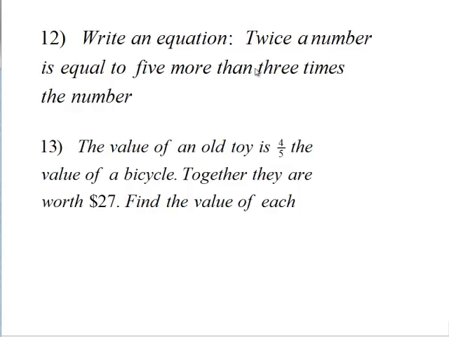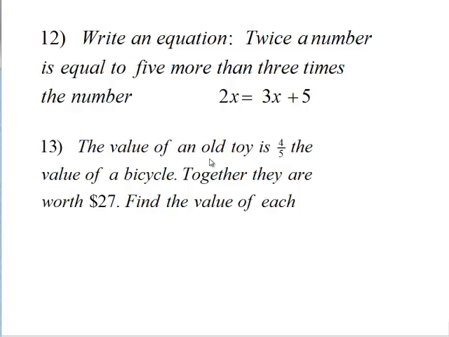Okay, number 12, write an equation. Twice a number, that's from your 2x, is equal to 5 more than. Normally when it says more than, I plus, in this case, 5 at the end, 3 times the number, so it's 3x. You could change that around and make it 5 plus 3x.